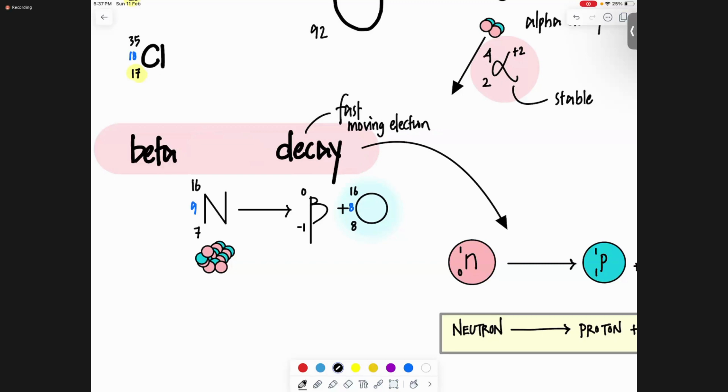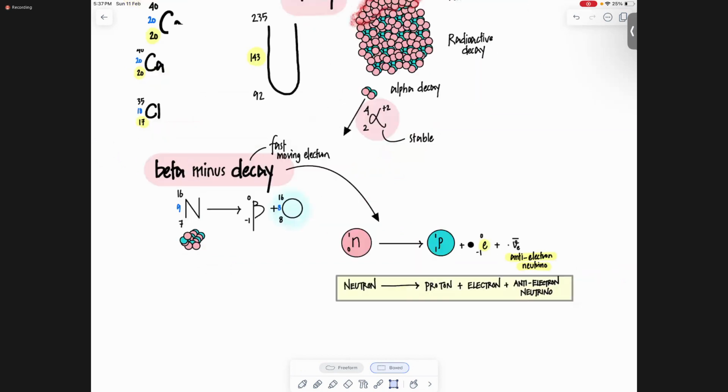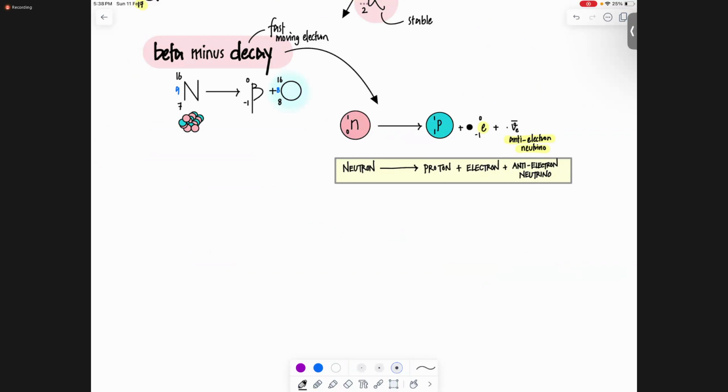Anyway, it's called a beta minus decay. There's beta plus decay and beta minus decay. So I'm going to do beta minus decay, and we're going to do the beta plus decay next. So what's beta plus decay?